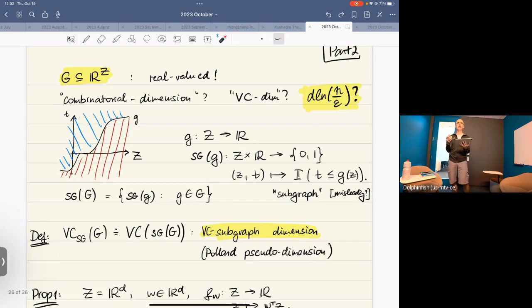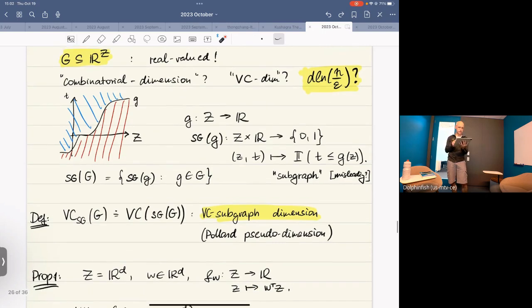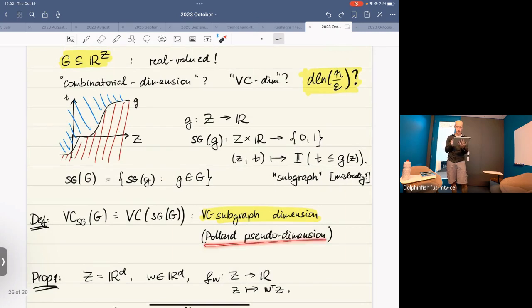The answer is the so-called VC subgraph dimension of the function set, or the Pollard pseudo dimension. These words are written here. David Pollard is another excellent researcher. He did a lot on empirical process theory, these uniform deviations, and much more. He's an excellent probability theory person. So what's the idea here?